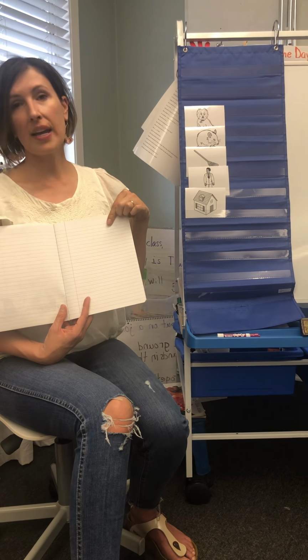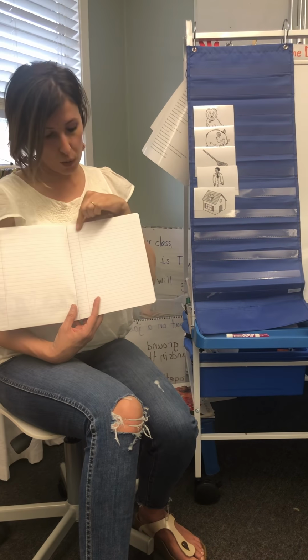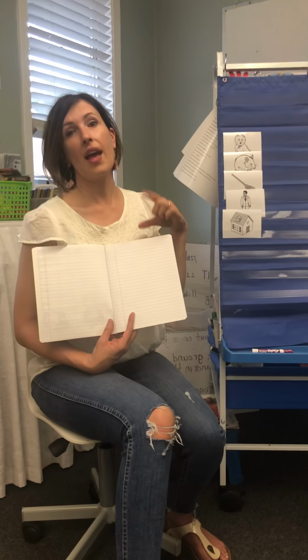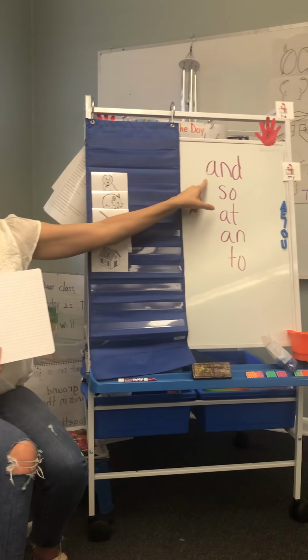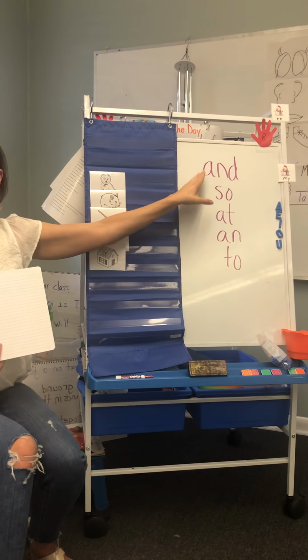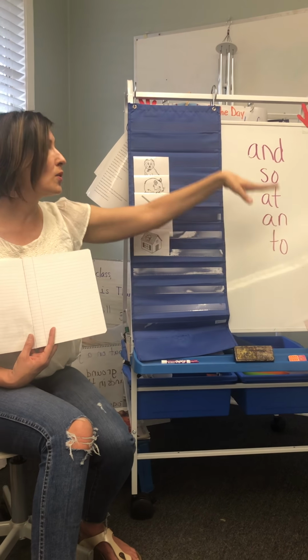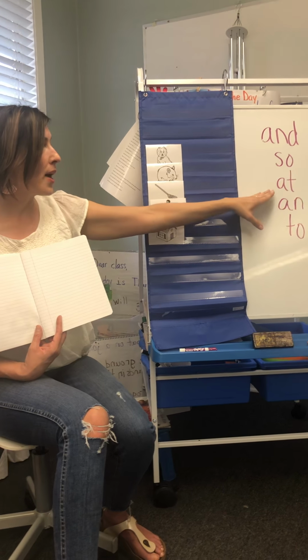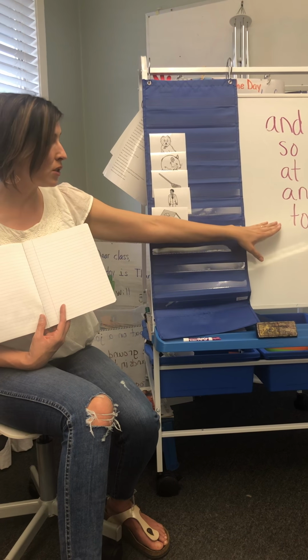So here on this second page, you're going to write and 3 times. And you're also going to rainbow write it. You're going to make sure that each letter is a different color. Do that for and, so, at, and to.